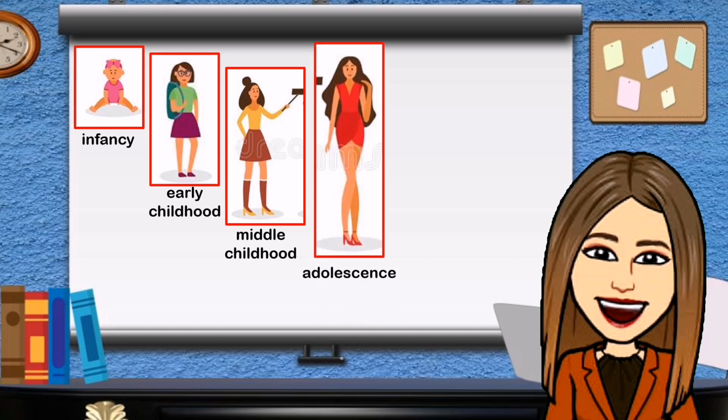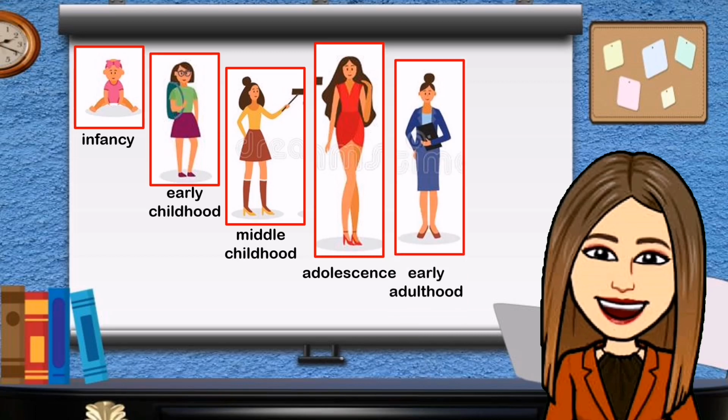Adolescence takes place between ages 12 to 18 and is a critical turning point because it is when puberty takes place. Early adulthood, ages 20 to 40. Our physical abilities are at their peak, including muscle strength, reaction time, sensory abilities, and cardiac functioning.